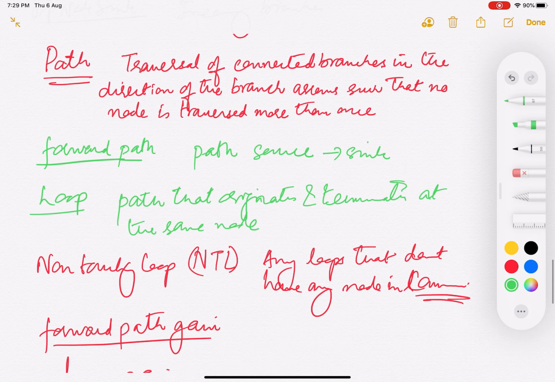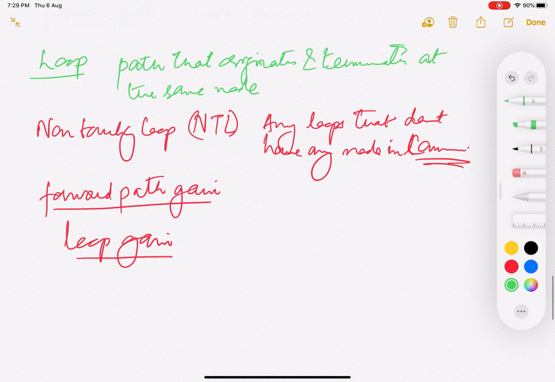These definitions are important because we want to derive a formula on the basis of the signal flow graph that we'll be plotting, which will give us the transfer function for the system which we are trying to simplify.